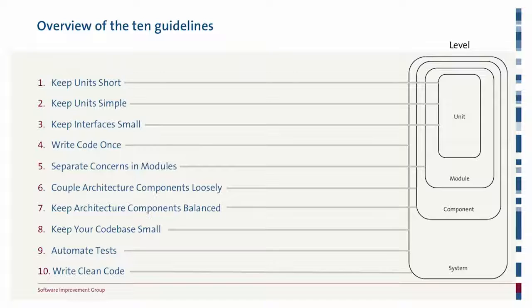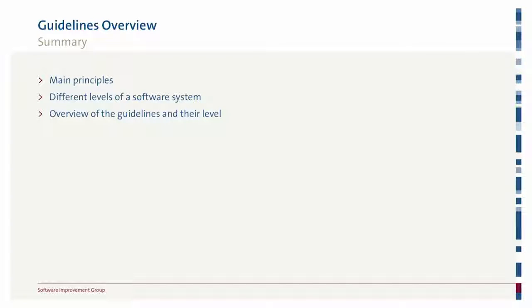And then there are 2 guidelines that apply on a component level. The first is to couple architecture components loosely. And the second is to keep architecture components balanced. Overall, there is also another guideline that says that you should try to keep your code base as small as possible. In addition to these 8 guidelines that we are going to cover with separate videos, we also have 2 more process-related guidelines, and that is to automate tests and to write clean code, which apply to everything you do in your system. So this is briefly an overview of our guidelines.